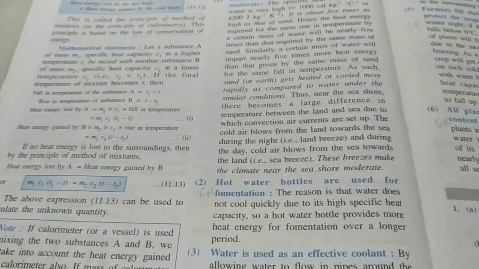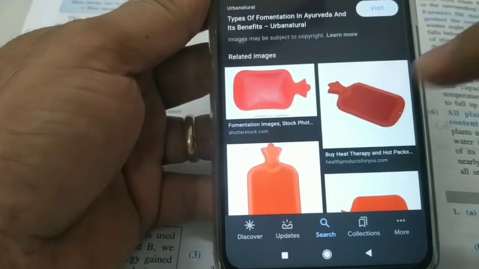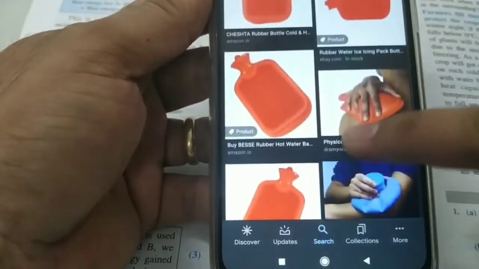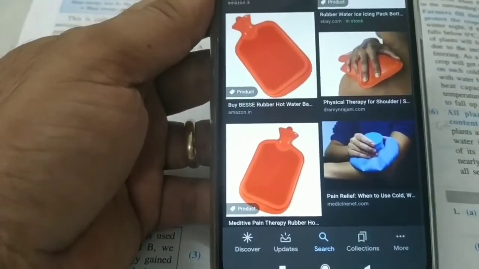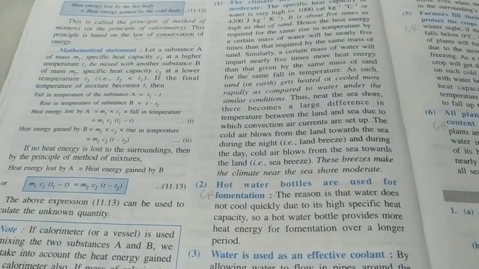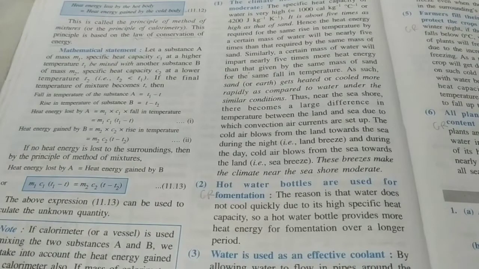Similarly, when you do fermentation, you may have seen such rubber bags or plastic bags which have hot water inside them. It gives you relief from muscle pain. That is called fermentation. Why is water used inside them? Same reason, water has a very high specific heat capacity. That means once you heat water, it takes a lot of time for it to cool down. For a very long time, it will give heat, which is what we want during fermentation.